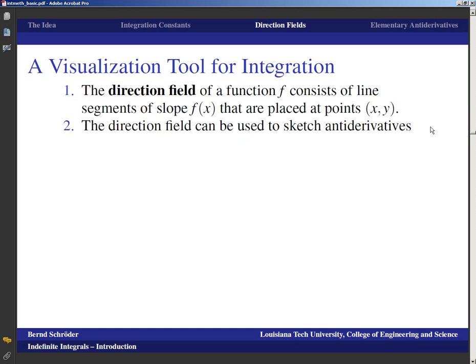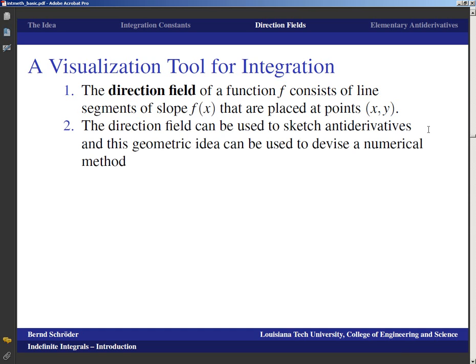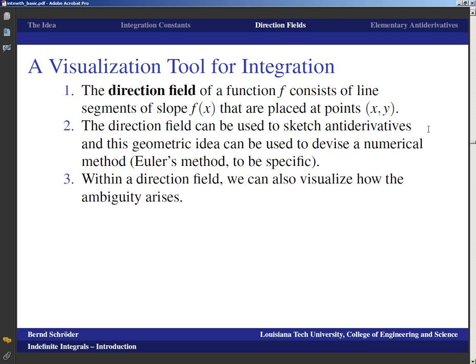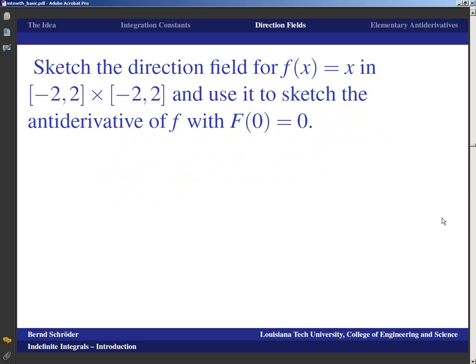The direction field then can be used to sketch those antiderivatives, and this geometric idea can also be used to devise a numerical method, and to be precise, it's called Euler's method, which is used to solve certain differential equations numerically. If you're interested in that, check out my presentations on differential equations, which you can also find off of my homepage. Within a direction field, we can also visualize then how the ambiguity arises, and that's another reason to present direction fields right here.